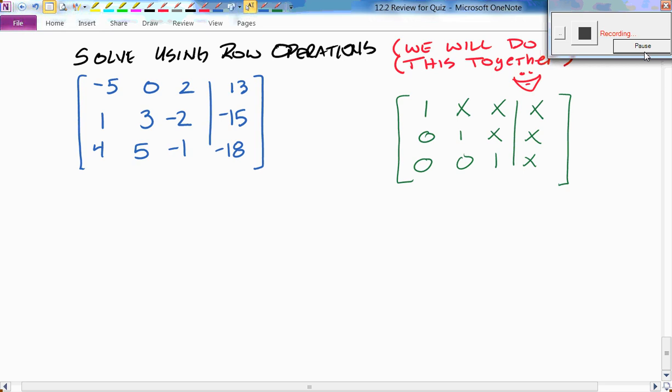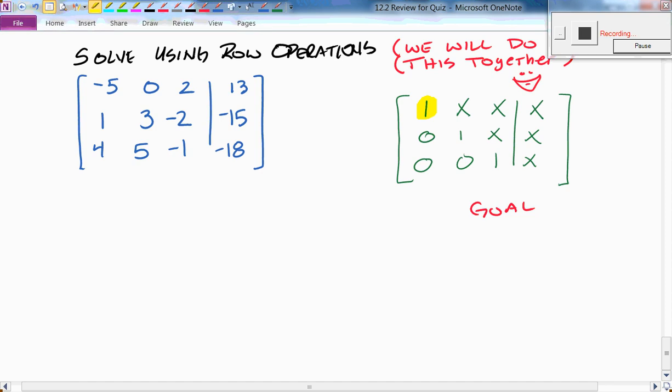Okay, here's the goal. The goal is to get it to look like this thing over here. This is the goal. We want it to do this. So what we're going to do is one step at a time. The first thing we have to get is a 1 in the top left-hand corner. Anybody see an easy way to get a 1 in the top left-hand corner?